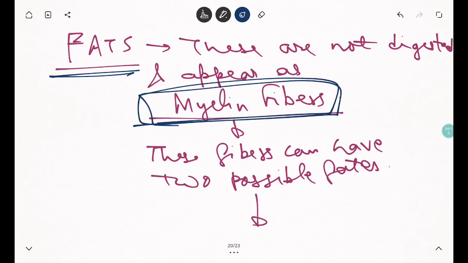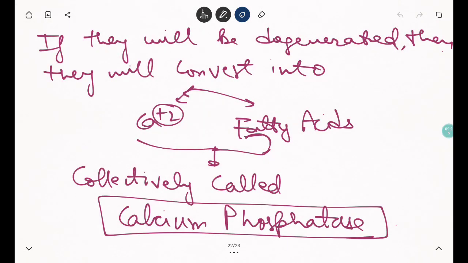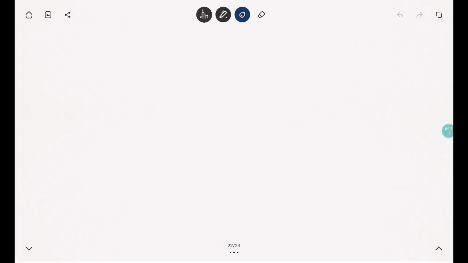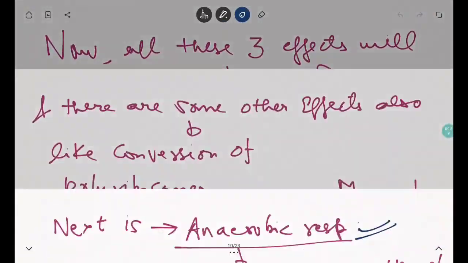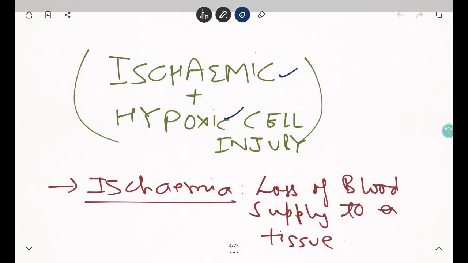There are two possible outcomes, or fates, for these fat myelin fibers. First, they will be phagocytized by the phagocytic cells of the body, or second, they will be degenerated. If they are degenerated, they will be converted into calcium ions and fatty acids, and these are collectively called calcium soaps. So this is the whole mechanism of hypoxic and ischemic cell injury. So this we discussed. Thank you.